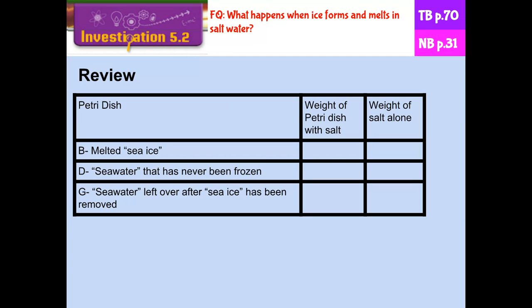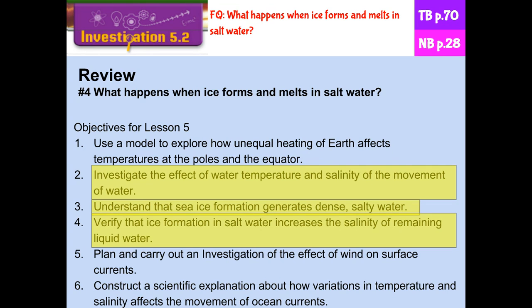Before we start investigation 5.3, we want to look back at the previous investigation, where hopefully you put some salt water into a petri dish and observed what happened after the water had been frozen and left. You're going to see the results of the melting of the ice and what's left with the salt. So go back to number 4 in your objectives and write what happens when ice forms and melts in salt water, and then answer that on your objective page.